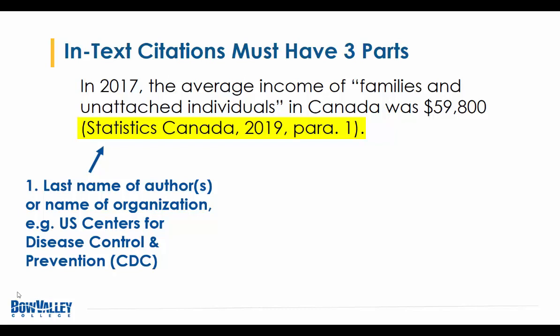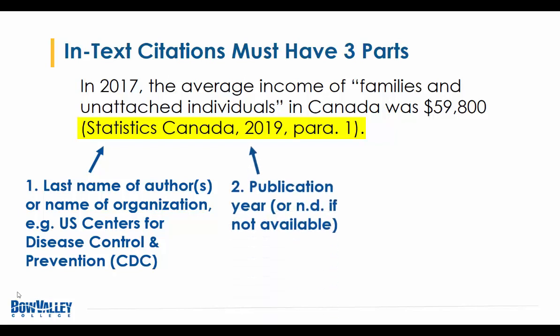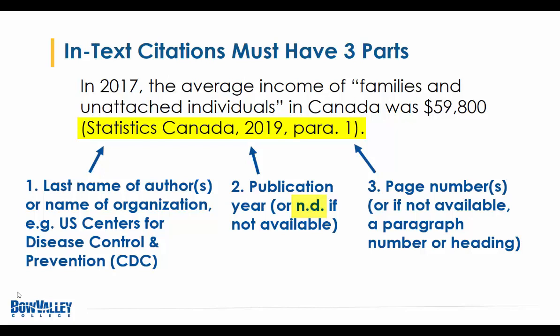2. The year the information was published, or the abbreviation ND. Most sources have a publication year, and sometimes a month and a day too. It's common, however, for some sources, like web pages, to not have a publication date. In this case, use the abbreviation ND that means no date.